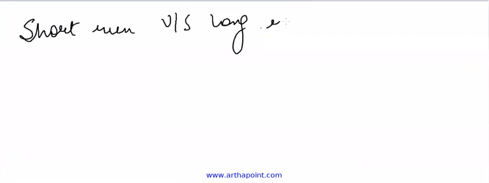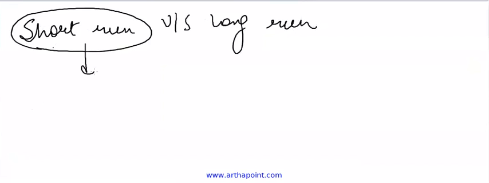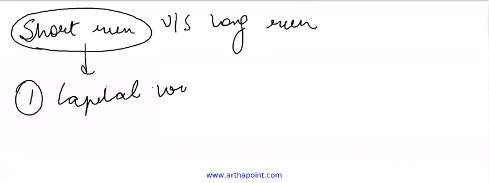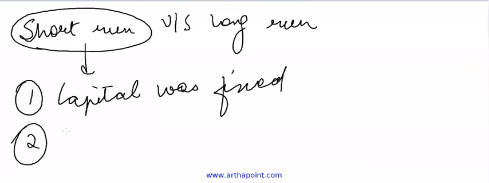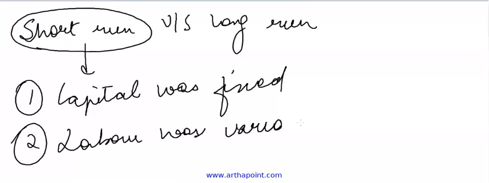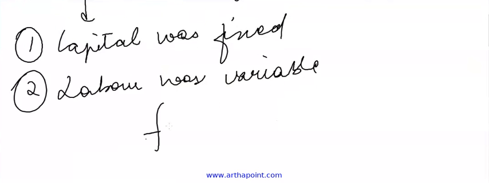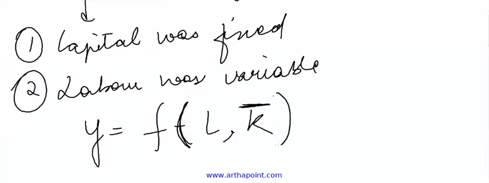Now what happens is, in the short run, we could differentiate between two things. I said one, capital was fixed, and two, I said that labor was variable. This is what happened, right? In the short run, whenever you write your production function, it is a function of labor and capital. Capital was fixed, but labor could be changed.